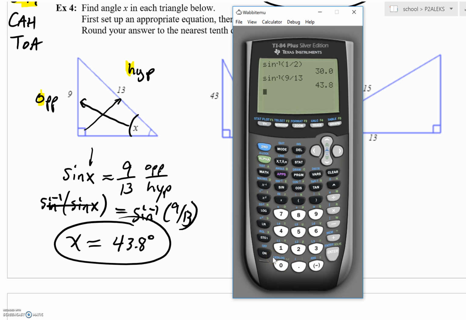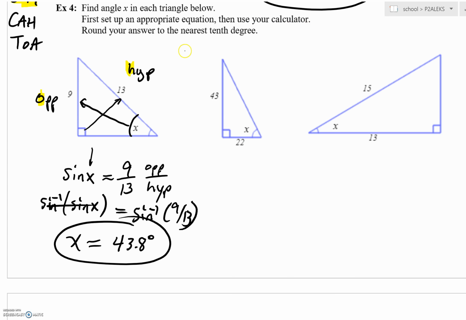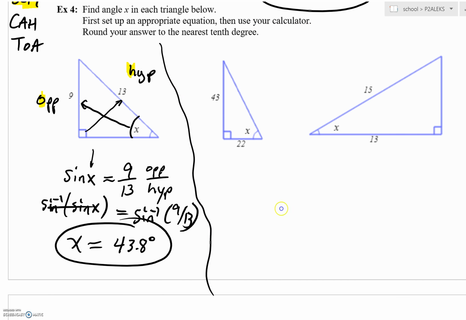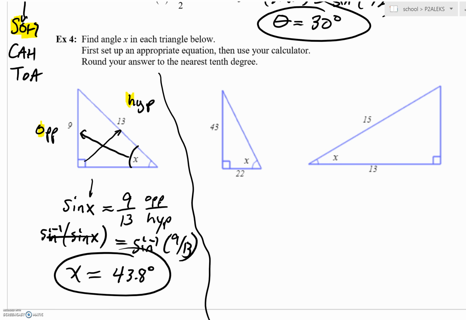Guys, we've done a lot of problems in this unit already. I think you can see that these are shorter problems than some of the things we've been doing, right? Any questions so far? Okay, we're essentially doing the same thing for every one of these problems. It's just that very likely you'll have a different trig function.